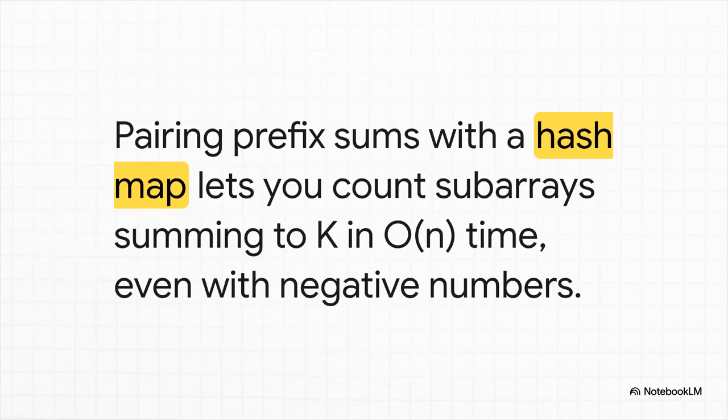Now, what if we want to give that prefix sum a little power-up? Well, if we pair it with a hash map, we can suddenly do some amazing things. As we calculate our running sums, we store them in the map. This lets us check in a flash if we've ever seen a sum that would give us our target k. This little combo is a game changer. It even handles negative numbers perfectly, and the whole thing still runs in linear time.